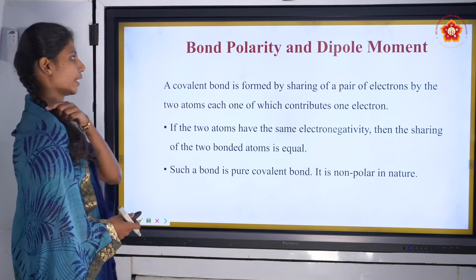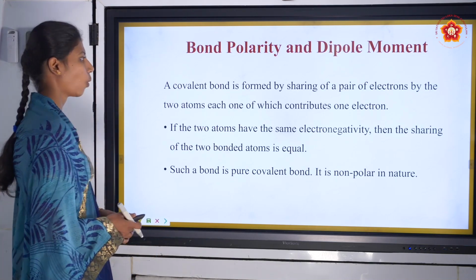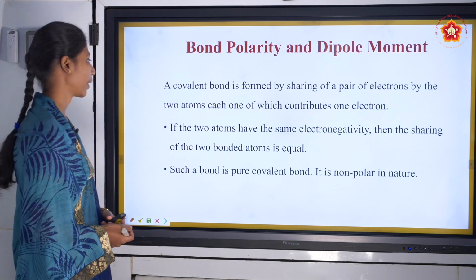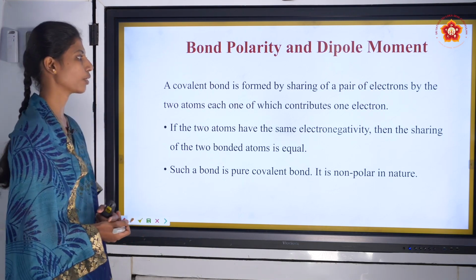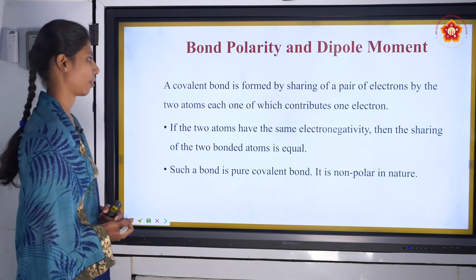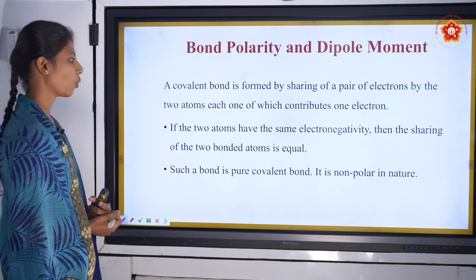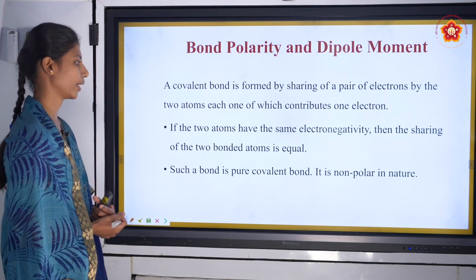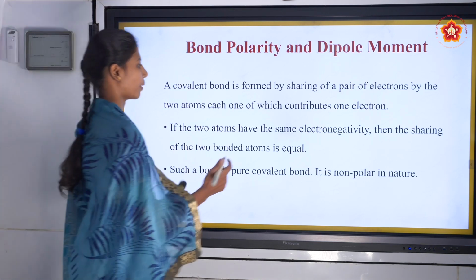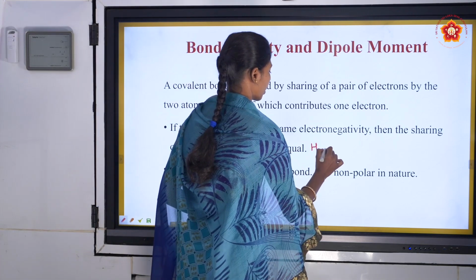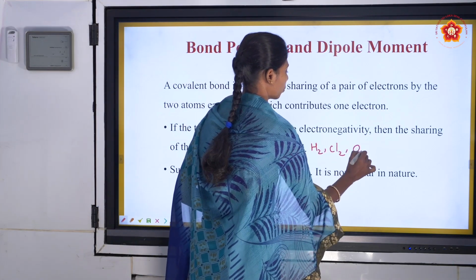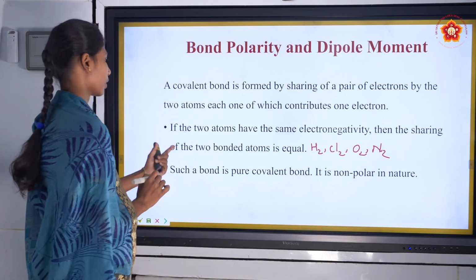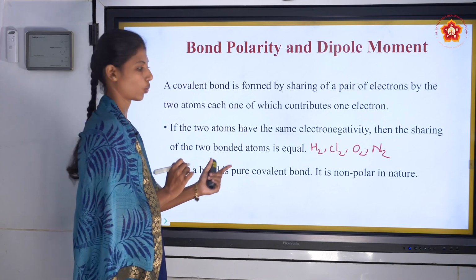Next, bond polarity and dipole moment. A covalent bond is formed by sharing of a pair of electrons by the two atoms, each of which contributes one electron. If the two atoms have the same electronegativity, then sharing between the two bonded atoms is equal. Examples: H2, Cl2, O2, N2. All these are examples where the two atoms have the same electronegativity.